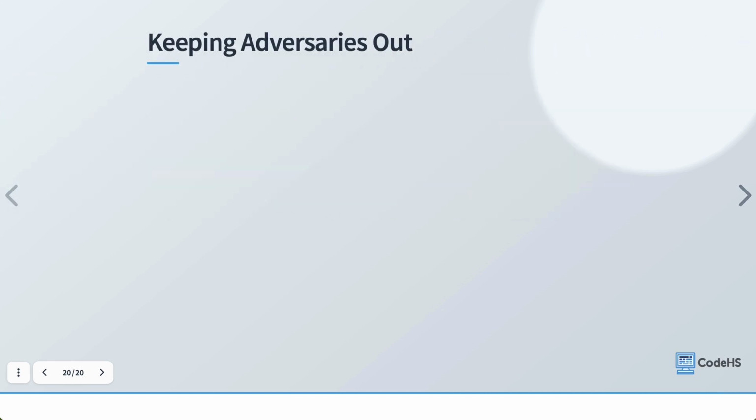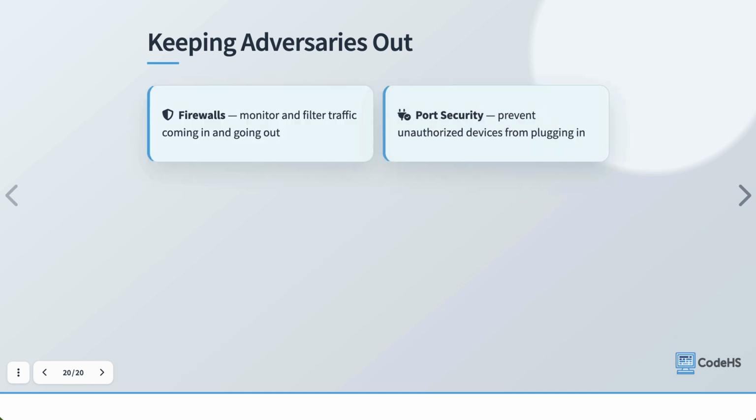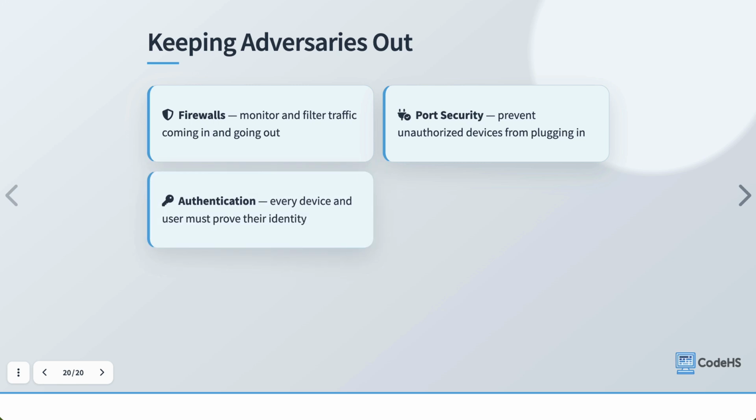So to recap, adversaries are out there listening to beacon frames, hunting for open ports, and dropping rogue access points to bypass your defenses. One gap is all they need, but with proper firewalls, port security, strong authentication, and encryption, you make their job way harder.